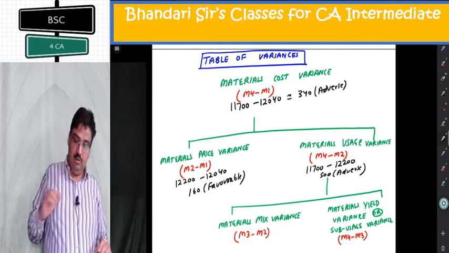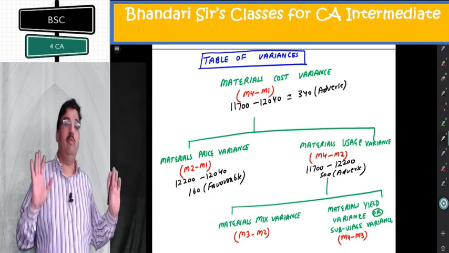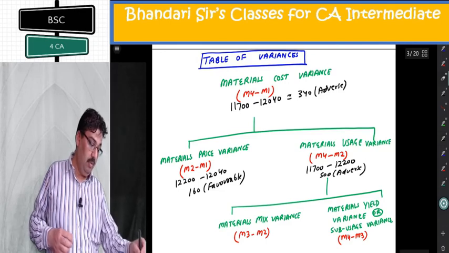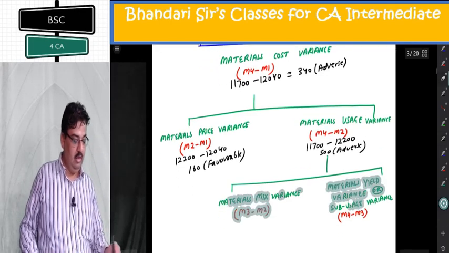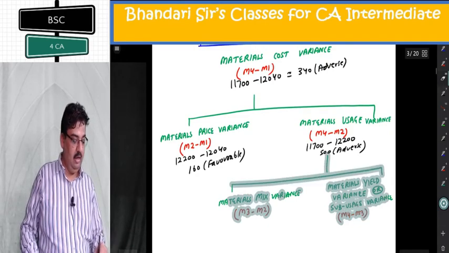500 adverse. The question does not want me to compute bottom level variances. So I can ignore the bottom level variances. Even M3 could have been avoided. So whenever the question is asking only middle level, I can stay at that.